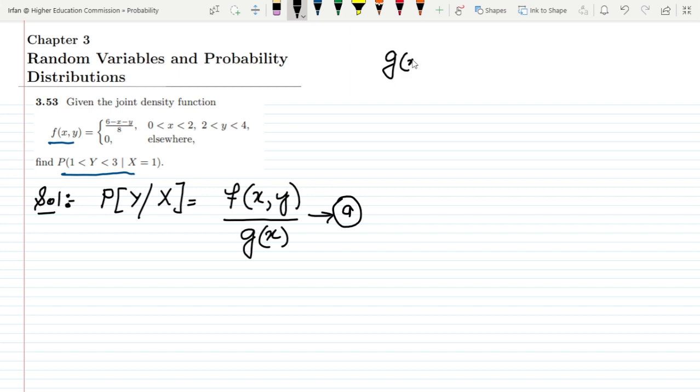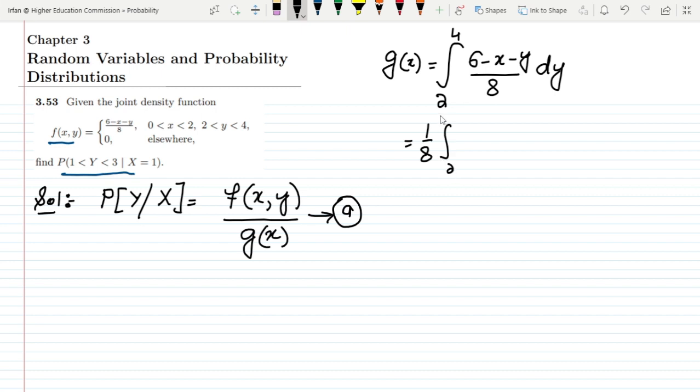So g(x) is what we get by integrating the function (6 - x - y) divided by 8 with respect to y. Therefore I have to write the limits for y, which are 2 to 4. Let me integrate it, with the constant 1/8 outside, the integral from 2 to 4 of (6 - x - y) dy.